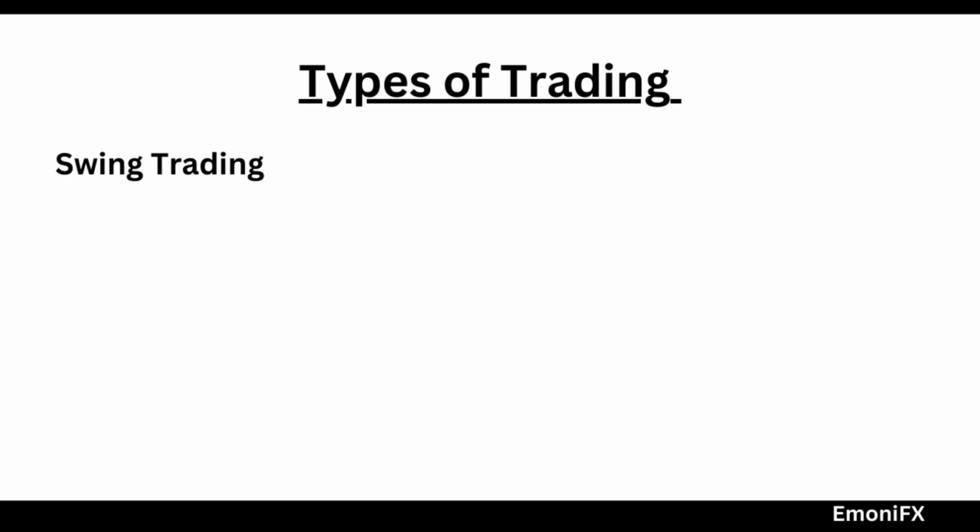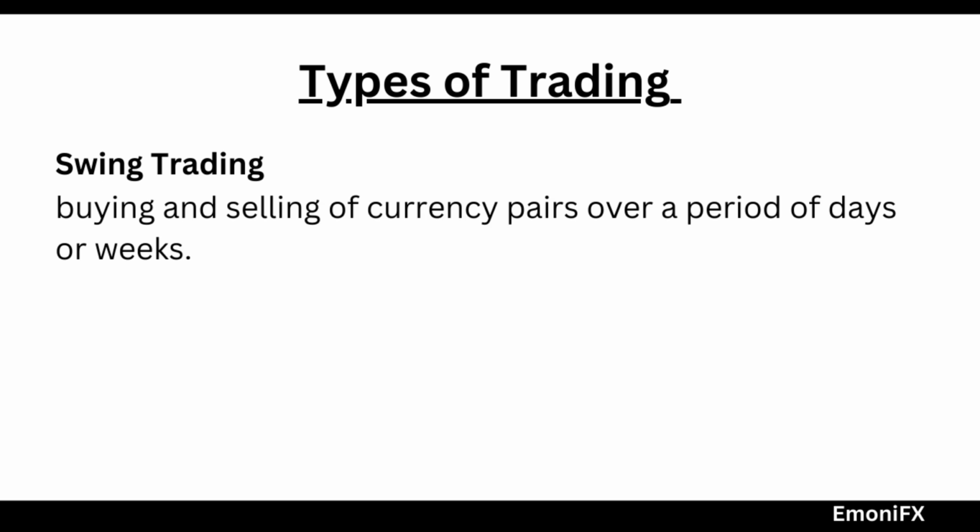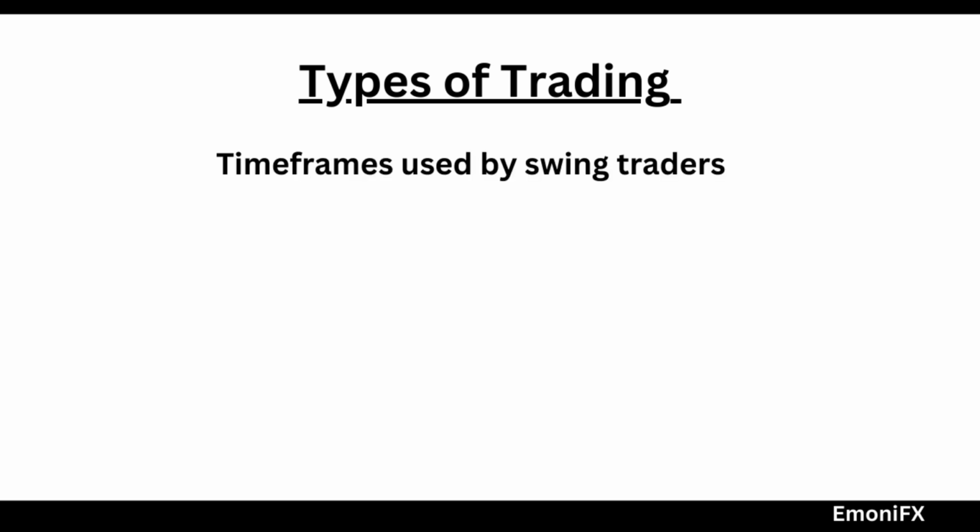Now, what is swing trading? Swing trading involves buying and selling of currency pairs over a period of days or weeks to profit from price fluctuations. They hold positions for a longer time compared to day traders. Now, what are the time frames used by swing traders? We have the daily time frame, the 4-hour time frame, and the 1-hour time frame. They use the daily time frame to get a bias, the 4-hour time frame to get a range, and the 1-hour time frame to get an entry.